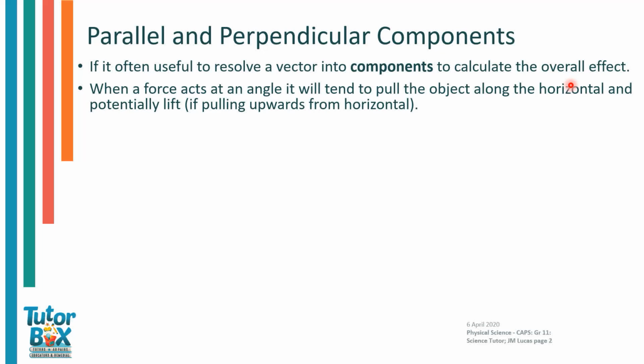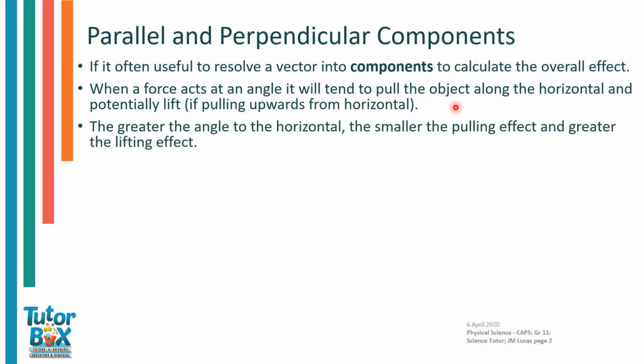When a force acts at an angle, it will tend to pull the object along the horizontal and potentially lift it, if it is pulling upwards from the horizontal. For example, if it is pushing downwards, you could increase the weight component and therefore the normal, but we'll get into that later. The greater the angle to the horizontal, the smaller the pulling effect and the greater the lifting effect. So the closer you get to a 90 degree angle, it'll be more so lifting rather than pulling it along.